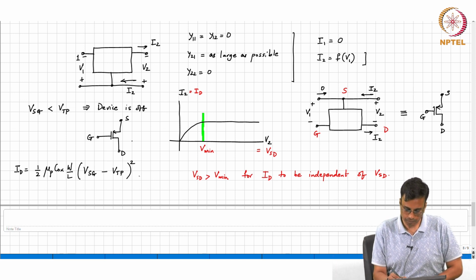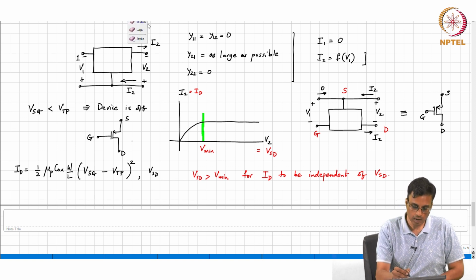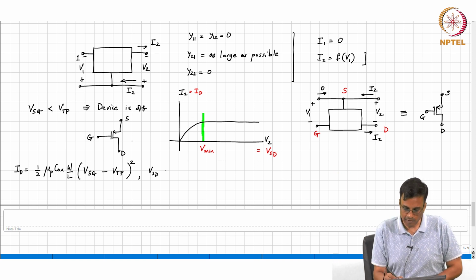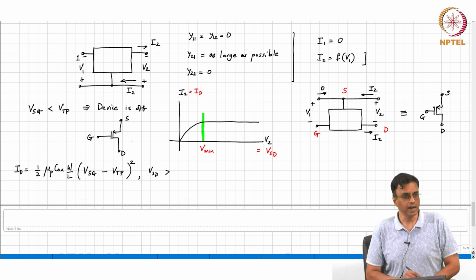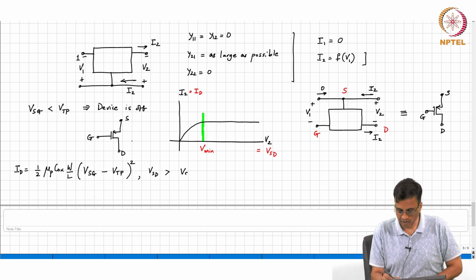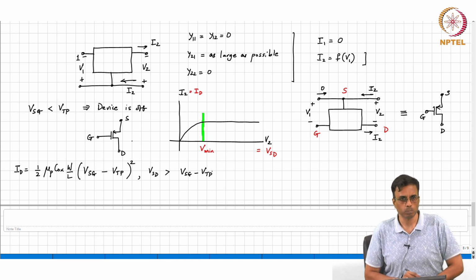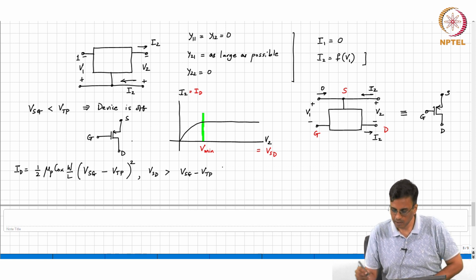This is provided VSD is greater than VSG minus VTP. VTP here is also a positive quantity, again corresponding to what is called an enhancement mode PMOS transistor. Okay. Now, in English, what does this mean?